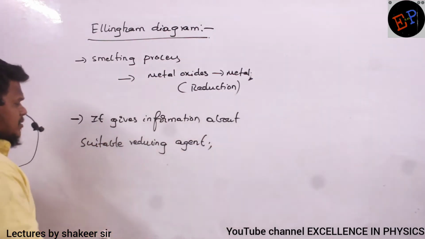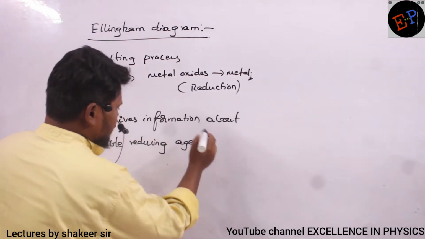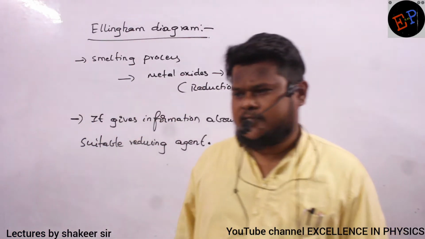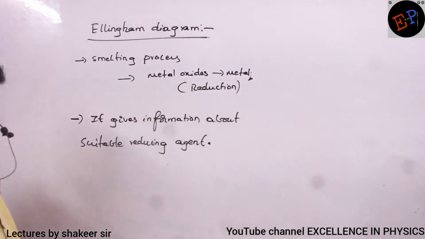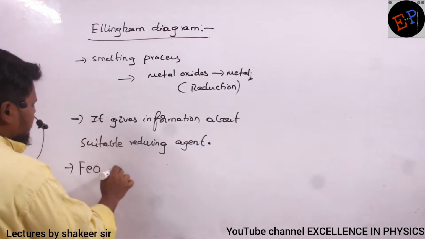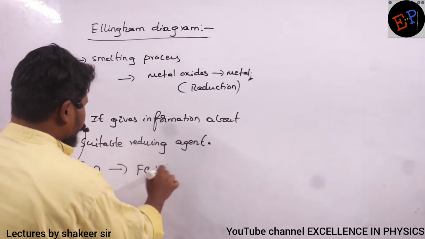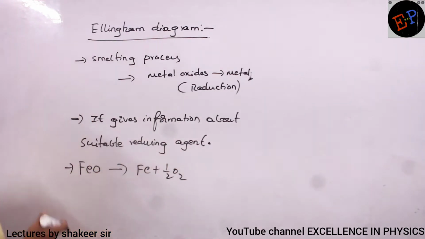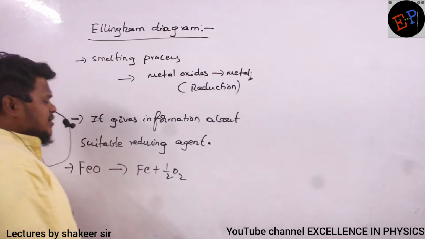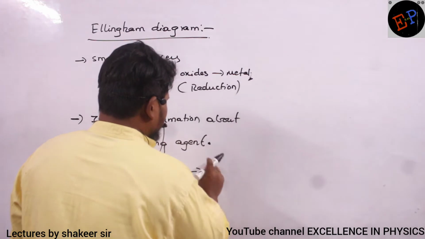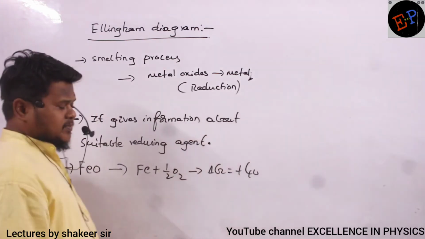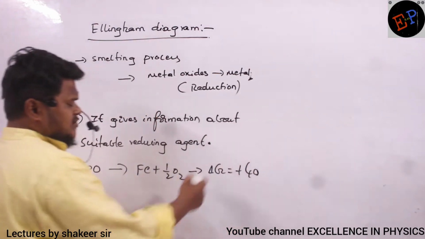So what does the Ellingham diagram give information for us? It gives information about which is the suitable reducing agent for a particular reaction. For example, let us write FeO, if it should disintegrate into Fe plus half O2. FeO can disintegrate into iron and half O2. If it disintegrates like this, then for this one, delta G value is equal to plus 40, for example. So what is the delta G value?